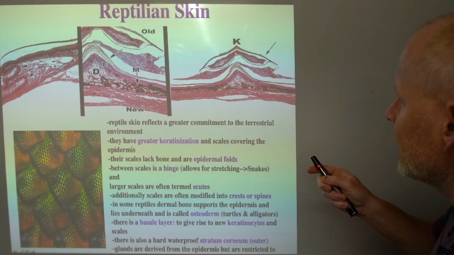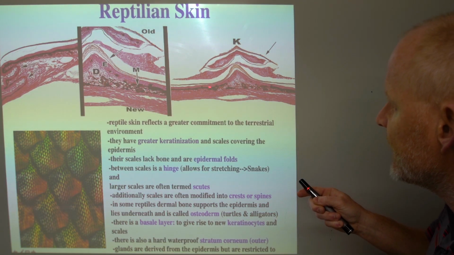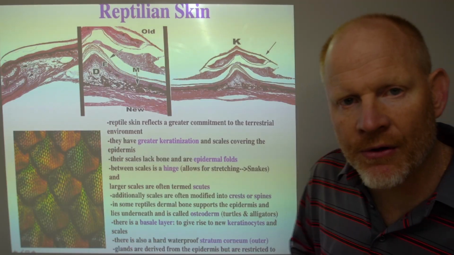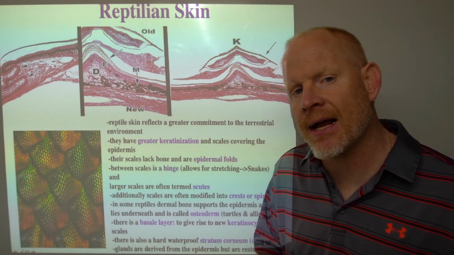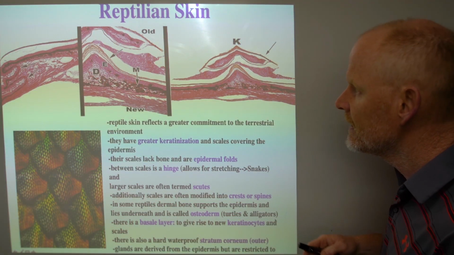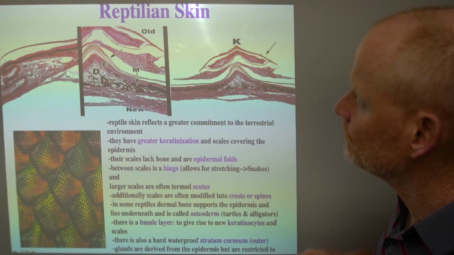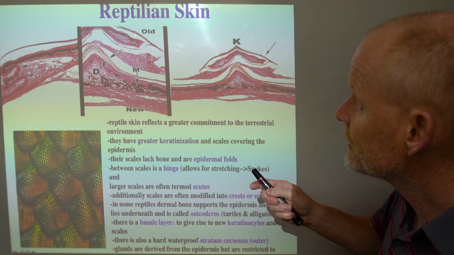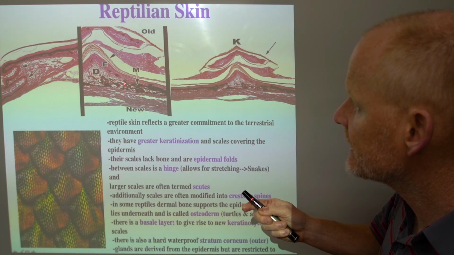And here we got two scales on top of one another. This is the old skin that's being shed, and this is the new skin underneath. So reptiles continually grow throughout their life and shed their skin periodically as their body grows. This is a higher magnification of this slide over here, showing you old scale on top, new scale on the bottom.